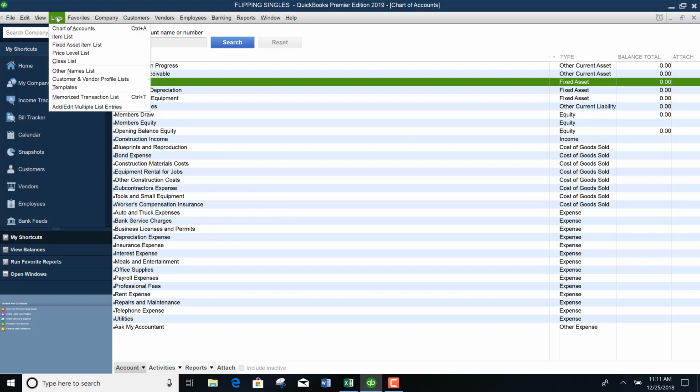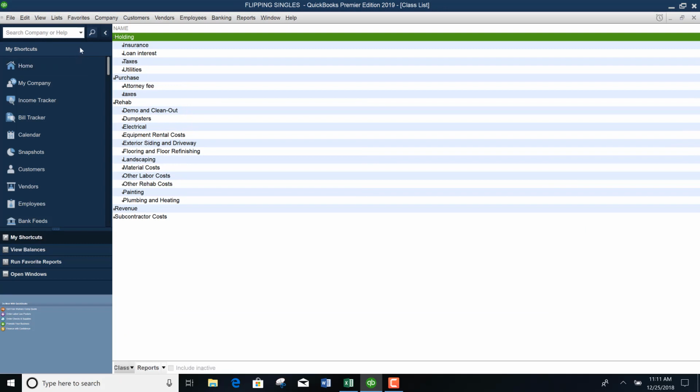So under our lists, let's take a look at what I've already put in here for class. I've got holding costs. I did this to save some time. I already put in under holding costs: insurance, loan, interest, taxes, utilities; purchase, attorney, taxes. There could be other things in there. Rehab, I've got a bunch of rehab things, and that will give us all of our classes so that we can actually pull up a report broken down by class to show us everything that we've got.